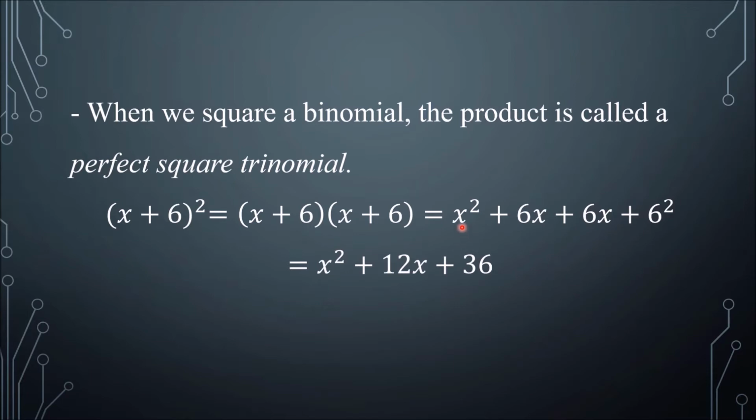using FOIL method, we have x squared, that's x times x, first, and then outer x times 6, 6x, and then 6 times x, 6x again, and then 6 times 6, 6 squared. Now simplifying this, we have x squared plus 12x plus 36. This is a perfect square trinomial.